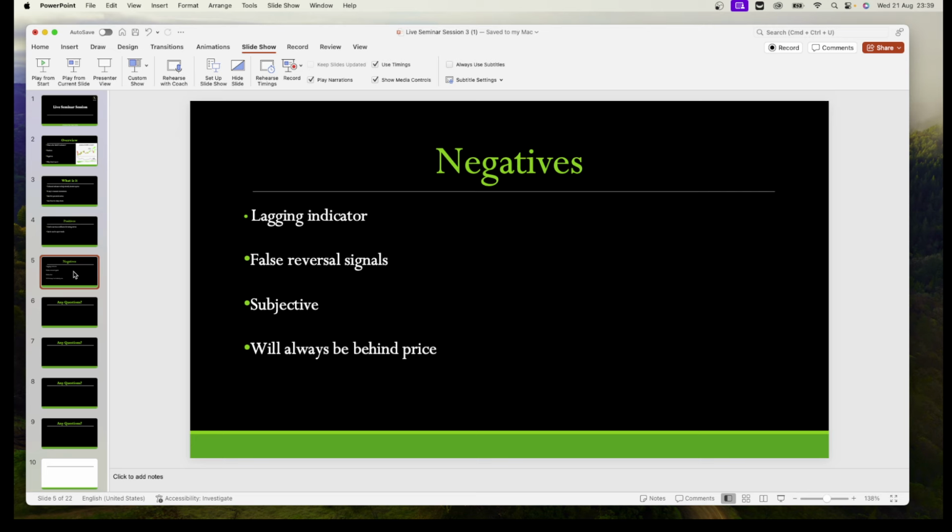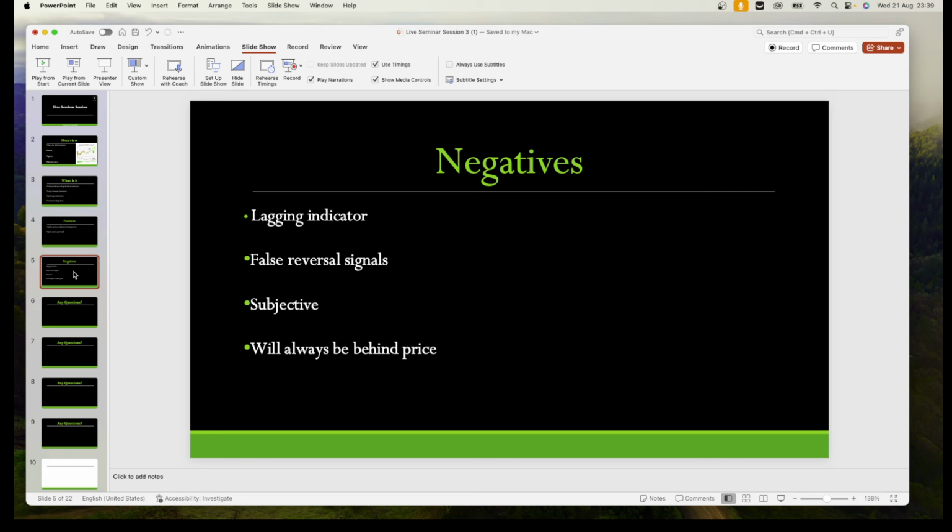However, with the negatives, I see a lot more negatives that outweigh the positives for me personally. As a trader, I don't want to see something lagging behind price. For me, price will always come first, right? Price is always number one. Price will always go before any indicator, and that includes the MACD. The price will go first, MACD follows. So if price goes up and then down, MACD will do the exact same thing.